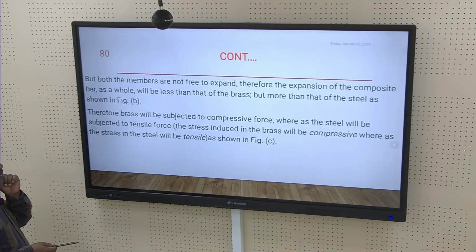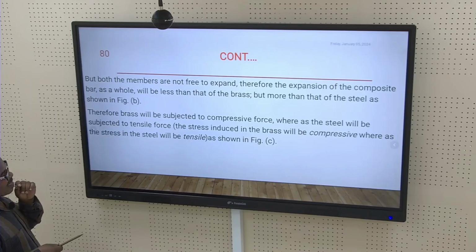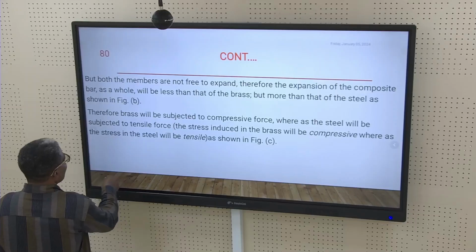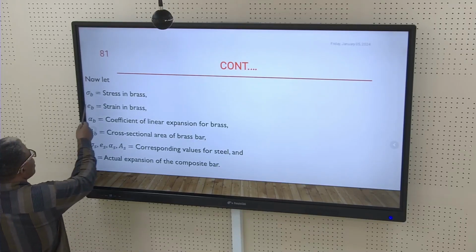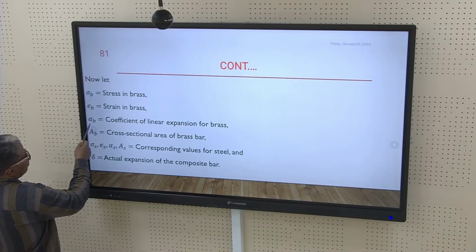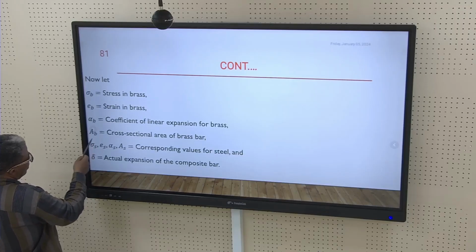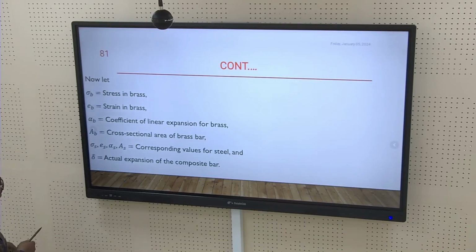The stress induced in the brass will be compressive, whereas the stress in the steel will be tensile. So the abbreviations now: stress for brass, strain for brass, the coefficient of expansion for brass, and cross-sectional area for brass. They are here, with corresponding values for steel, and the actual expansion of the composite bar.